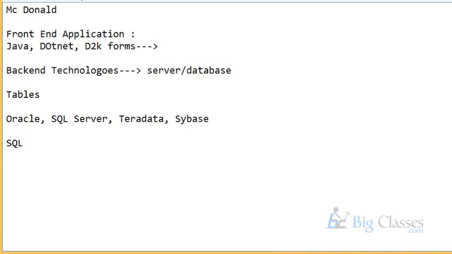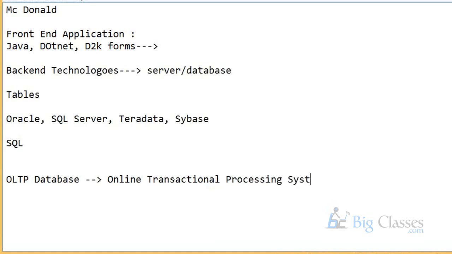For all the operational aspects of the system, the databases, we call them OLTP systems or OLTP databases. OLTP stands for Online Transactional Processing systems, or online transactional processing databases. Every application will have an OLTP system and an OLTP database.